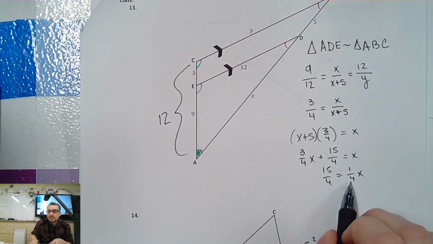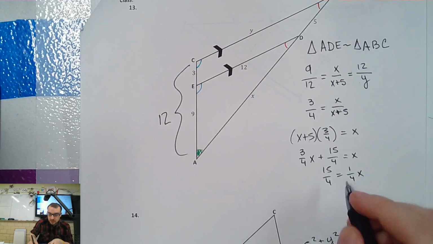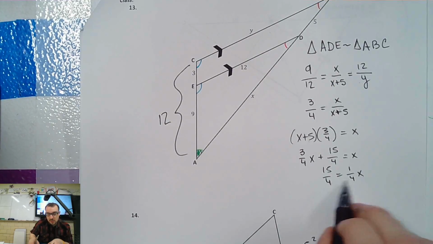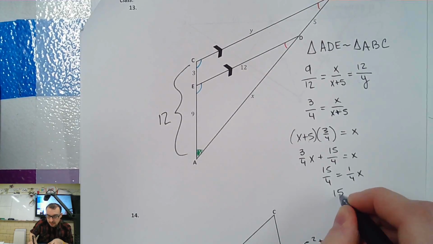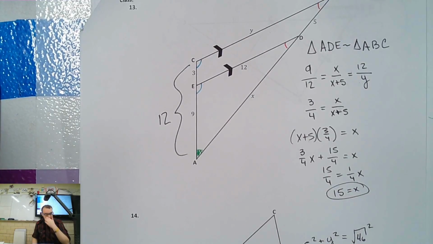How do I get rid of the quarter? I divide by a quarter or multiply by the reciprocal. Multiply by 4. What happens when I multiply both sides by 4? Cancel. I get 15 equals x.